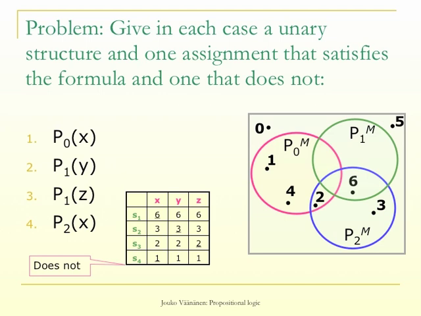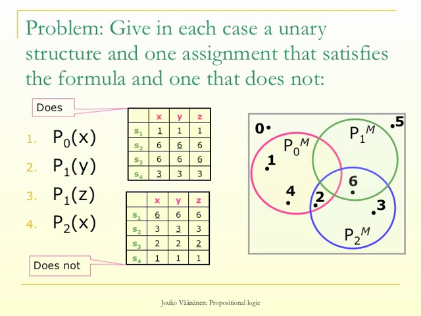Let's look at the third formula P1z and the third assignment S3. The value of z in S3 is 2, and 2 indeed is outside the set P1M. So S3 does not satisfy P1z. Finally S4 maps x to 1, and the element 1 in this model is outside the set P2M, so S4 does not satisfy the formula P2x. And we are done.